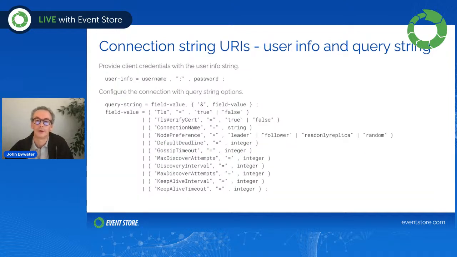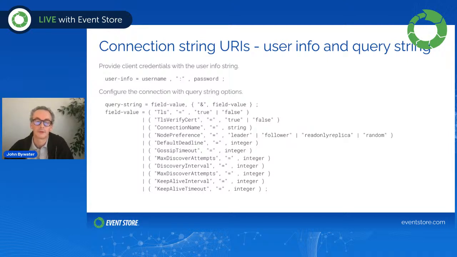The user info part is quite straightforward. It's just a username and a password. However, the query string has quite a lot of options. There's the TLS option, which we saw before. That can either be true or false. It's true by default, and it needs to be false if you're connecting to an insecure server. Otherwise, it won't work. So that needs to be matched to the state of the server. If it's an insecure server, it needs to be TLS false. Otherwise, you can leave this option out.